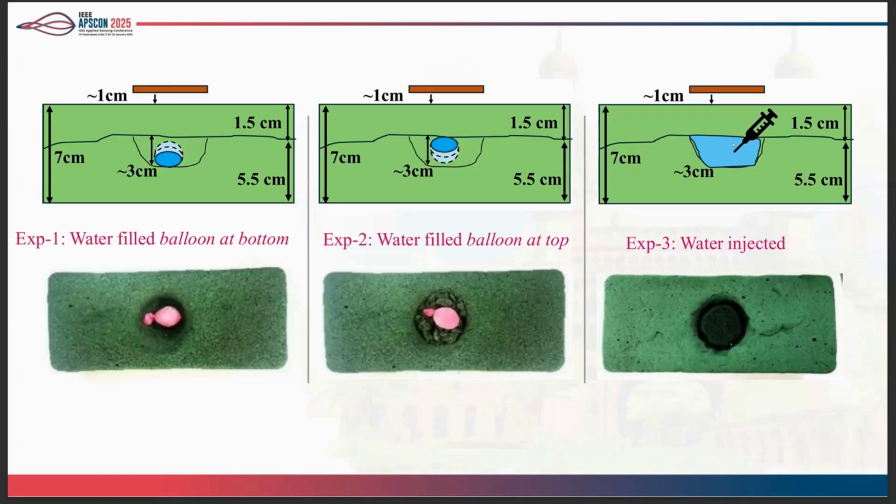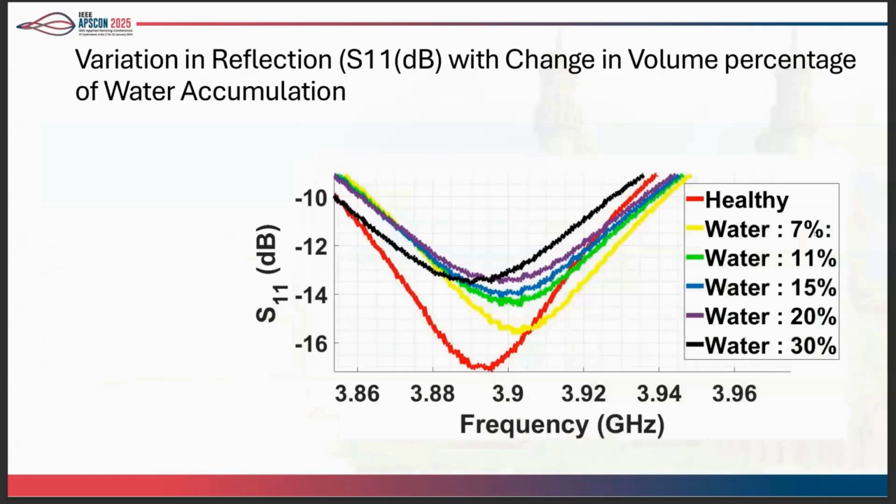And that is very similar to how, in the interstitial spaces, the water goes in different directions, and there is no particular way that you can say that it will go downwards or sideways. So these are the reflection data that show the change with the water volume percentage. When I say healthy, that means there is no water accumulated.